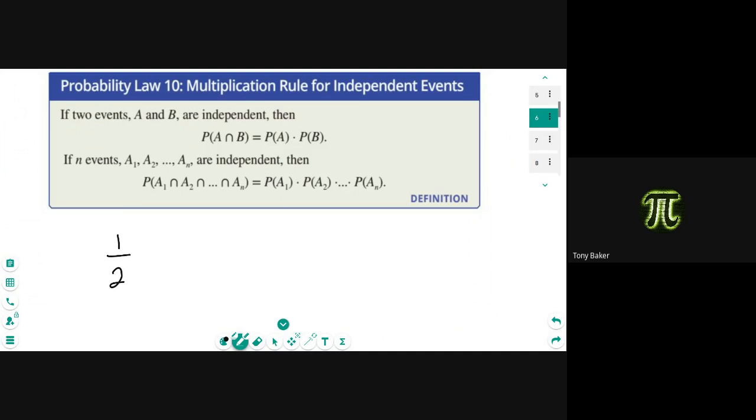So the chance of me flipping a coin and getting heads is 1 out of 2. What's the chance of me flipping 2 coins and getting both heads? It'd be 1 out of 2 for the first coin, right? And it'd be 1 out of 2 for the second coin, correct? So it'd be 1 out of 4.